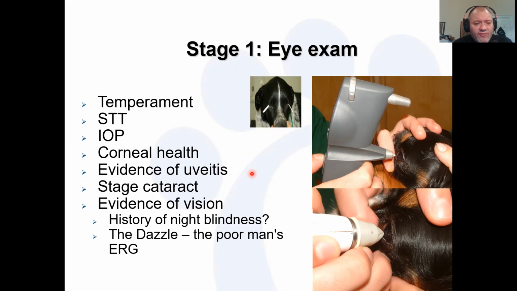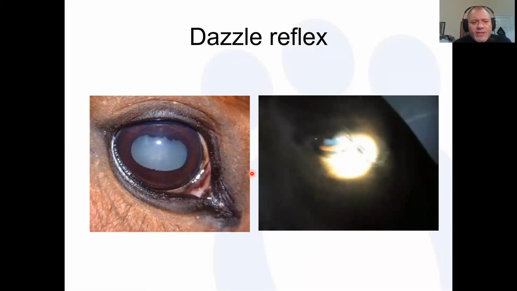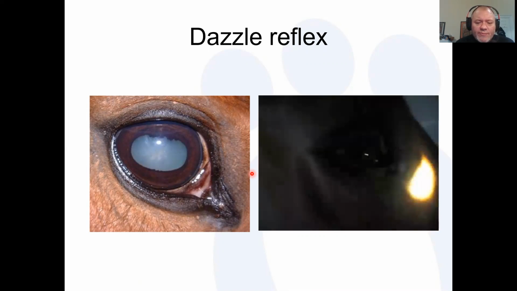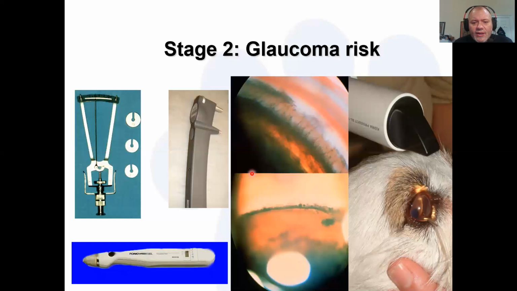And then we will assess retinal function using usually electroretinogram and sedation. We will measure electrical activity of the retina, but prior to that, we'll do the dazzle reflex, which is shining a very bright light, looking for an aversive response. This is a horse with a mature cataract, and you can see that when we shine the very bright light, we have an obvious blink. So the dazzle reflex is a very simple test. If you're presented with a cataract patient and there's no dazzle reflex, that's a poor prognostic indicator.